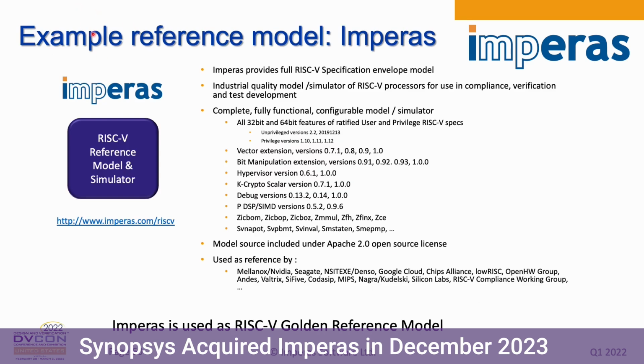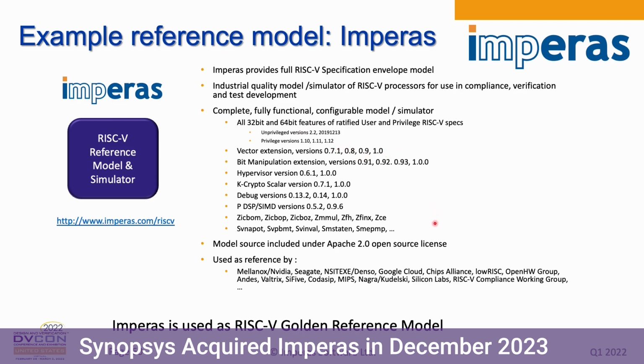So as an example of a reference model, in Imperas we provide what we call an envelope model, which is a full model of the full RISC-V specification. It's a high quality simulator used by many people in the compliance group, used for verification, used for test development. And it covers the whole standard, both all the existing current ratified stuff, but also future. So it has all the 32 and 64-bit versions. It has vectors, bitmanip, and all these versions.